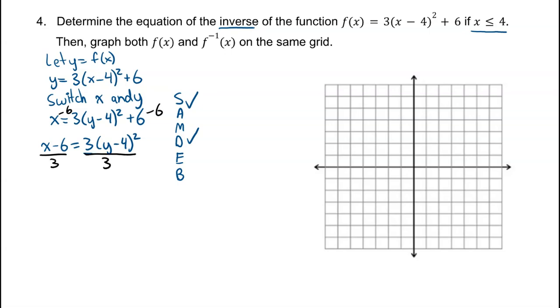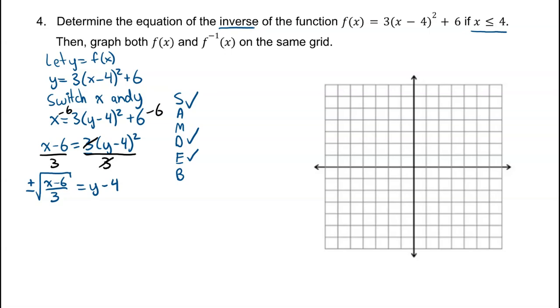Whatever you do to one side, do to the other. That's going to cancel out the 3. And then I'm going to be left with just the (y minus 4) squared on the right. Now I'm going to do that exponent. I need to get rid of the squared. So I'm going to take the square root of (x minus 6) divided by 3. And it's actually going to be the positive or negative of that. And I'm still left with what was in the brackets, the y minus 4.